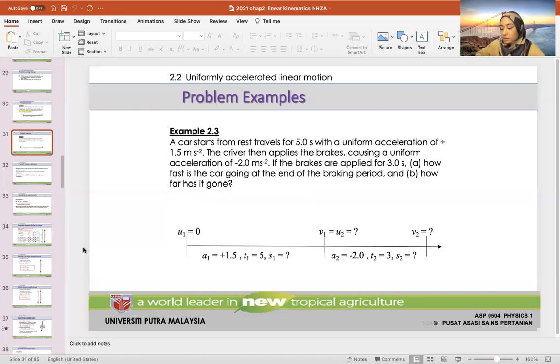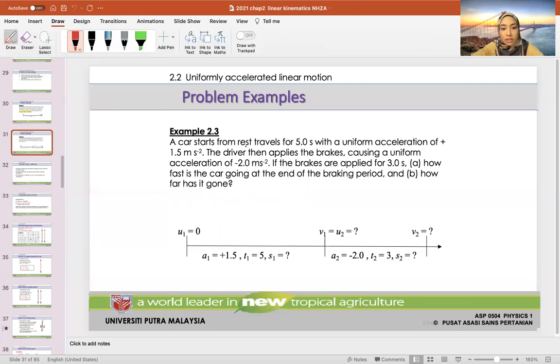Okay, so this is another example. Instead of doing a recap, I want to do this example terus. That's your recap lah. Okay, so let's do this one. So a car starts from rest. Remember, if I told you it starts from rest, means that your u is equal to 0. So you have u, which is the initial velocity, and also your final velocity, and travels for 5 seconds. So your t is 5.